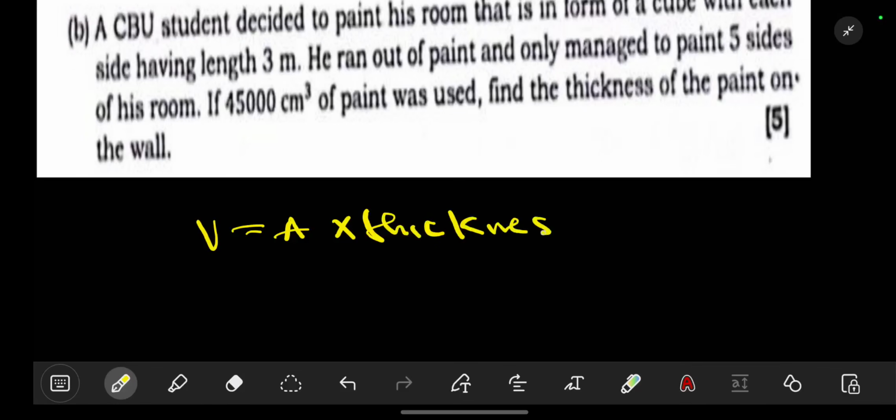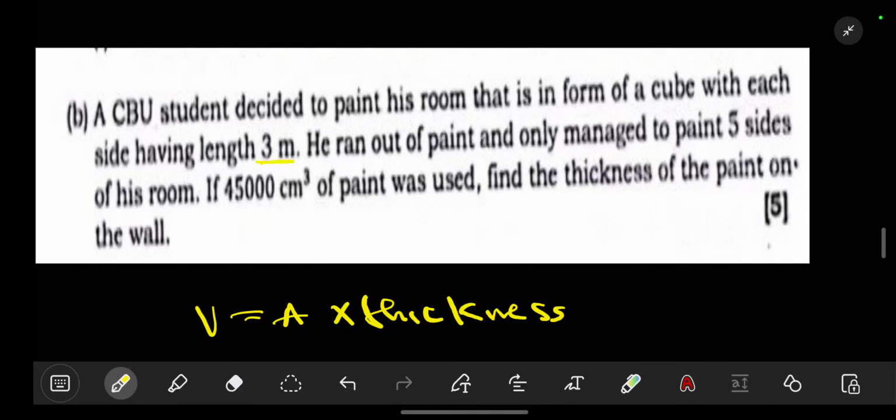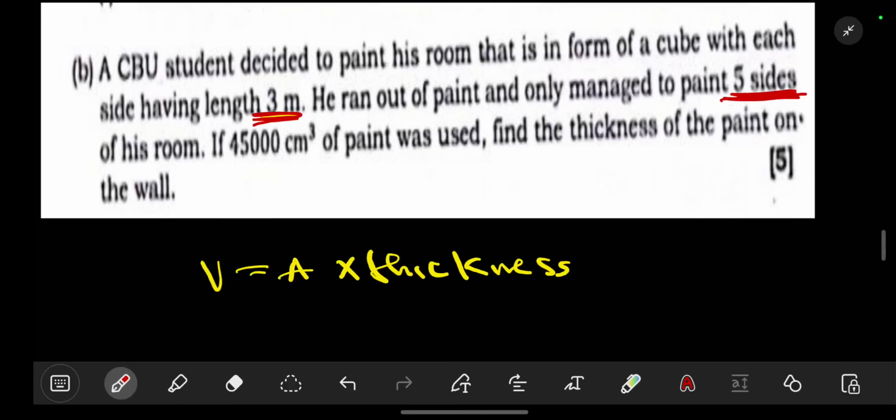So we can replace, but the pressure is that the area, we have the length of 3 meters, and we have 5 sides. So that means the area of one side is 3 times 3, which will give us 9. That's the area. Now we have 5 sides painted, so there are 5 separate squares that have been painted. Therefore we have to account for all the areas there.